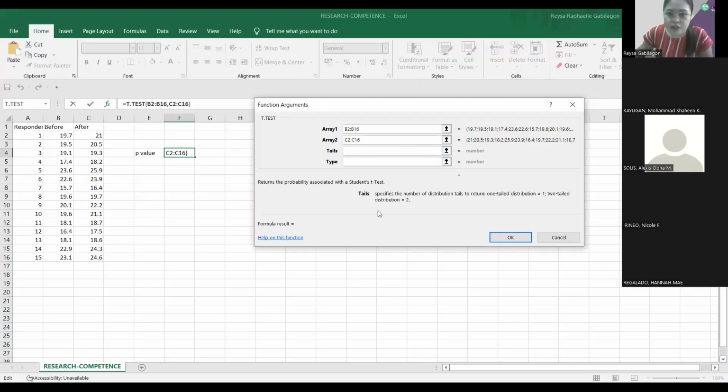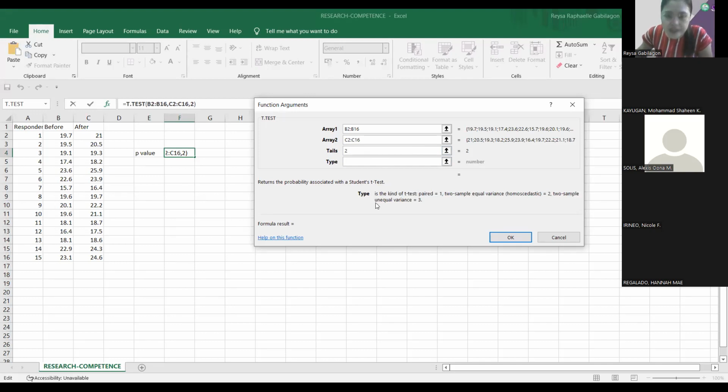Now, since yung mga hypothesis na binigay niyo sa akin is non-directional, di ba? Non-directional, we don't favor one group or one set of scores over the other. Talagang i-compare lang talaga natin. Walang direction. So, let's go back to our Excel, kasi lalagyan natin yung tails. Nakalagay dyan, specifies the number of distribution tails to return. I-type natin 1 if it is a one-tailed distribution and 2 if two-tailed distribution. Siyempre, two-tailed tayo, kasi non-directional yung mga hypothesis. Hindi tayo nagsabi na mas mataas yung scores ng after the training kesa sa before. It's just that we are comparing the two.